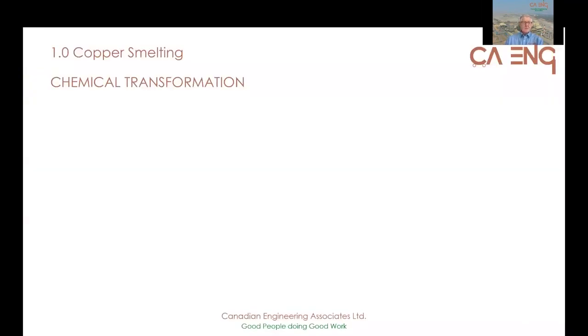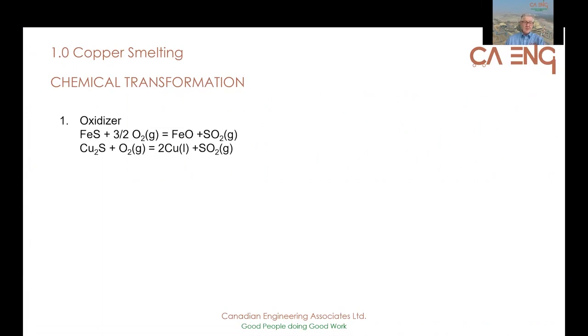So everything to date has been a physical transformation. The smelter is the first chemical transformation. A copper smelter is a large oxidizer. So the first step in the smelting process is the oxidization of the iron sulfide contained in the concentrate, which produces iron oxide and SO2, called the smelting step. The second step is the oxidation of the copper sulfide with oxygen to produce liquid copper and sulfur dioxide.